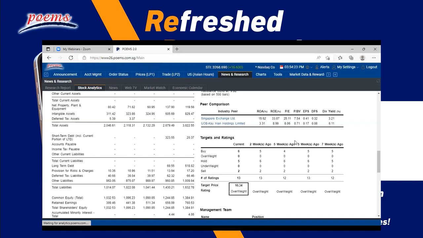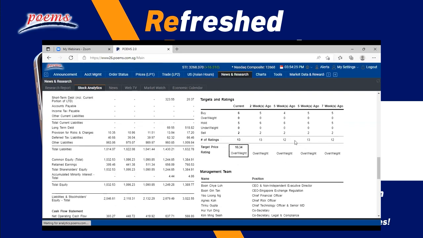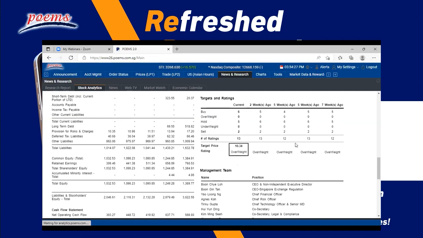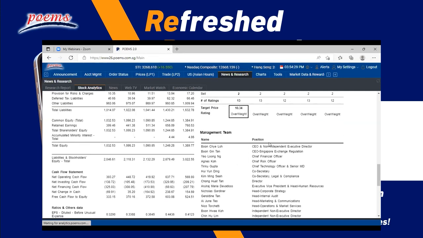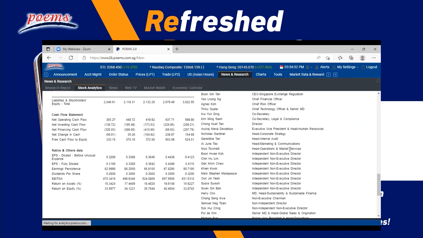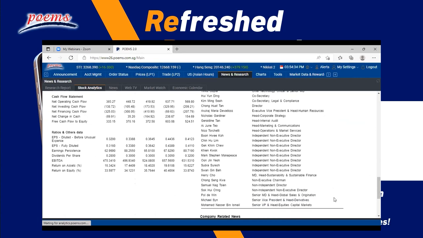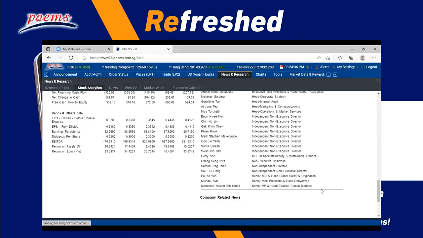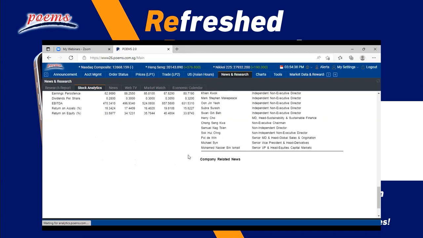If you want to know the composition of the management team, you can scroll down to the bottom right. You can actually look for who is the management team of the current company. So you can look through all of this information to get more understanding regarding the company.